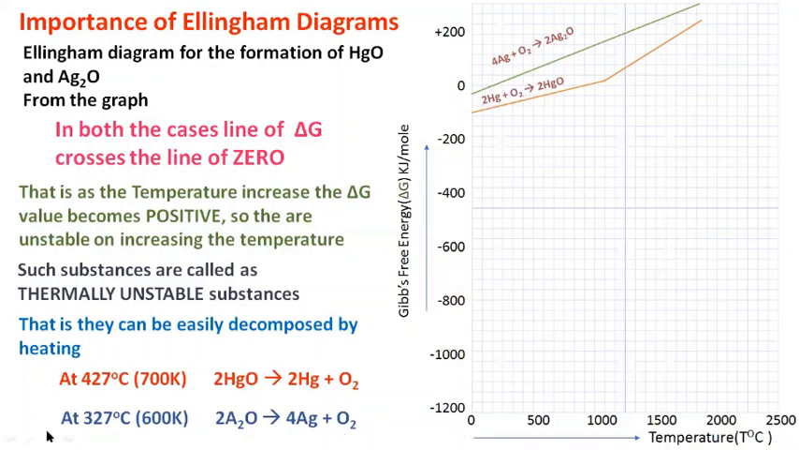So this particular equation, what you are seeing on the screen here, that is silver oxide. Here there is a small mistake: 2Ag2O gives rise to 4Ag plus O2. It is given as A2 here. It is not A2, it is Ag. Ag2O, silver oxide, gives rise to 4Ag plus O2. Please correct that.